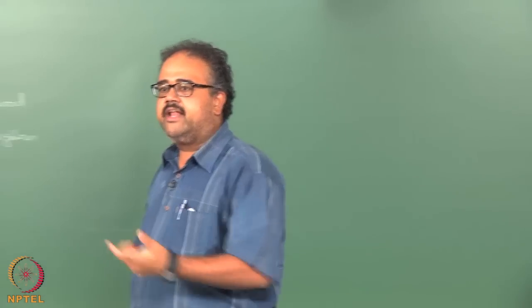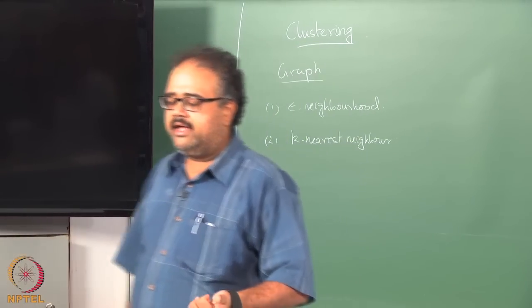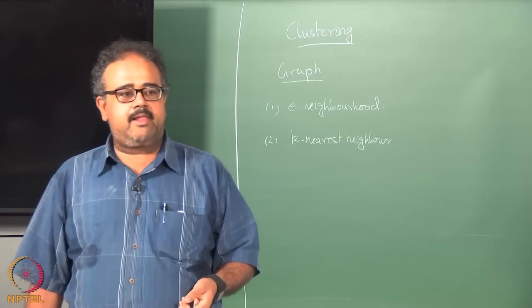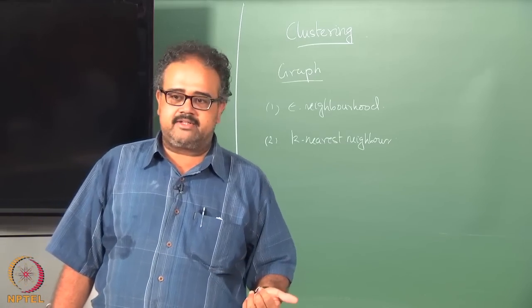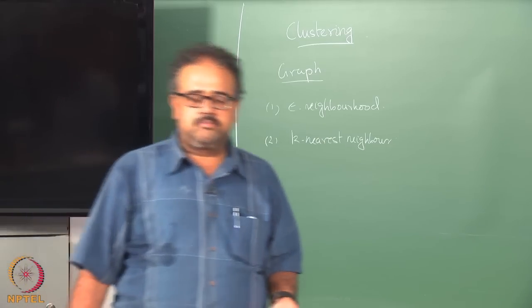So if there is an edge between A and B, it means that either A is a k nearest neighbor of B or B is a k nearest neighbor of A, or both. I mean, it's an inclusive or, so both is fine.